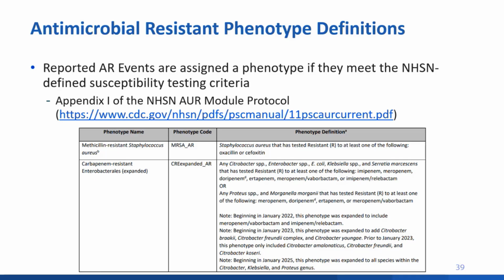Once you upload your AR events and include the drug susceptibility information, NHSN will determine if the isolate meets one or more of our phenotype definitions. Phenotype definitions are also available for the HAI reports, and they are similar, but some are slightly different. So you want to refer to the AR option protocol to ensure you understand how the AR option reports are assigning the different phenotypes. Please note that the phenotype codes are listed in this appendix because some analysis reports only use the phenotype code, not the full name. So if you only see the phenotype code, you can refer to this table in the protocol to determine what the code stands for.